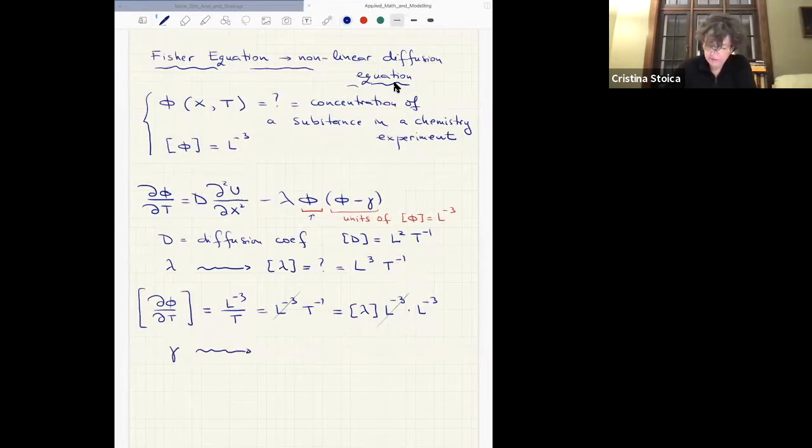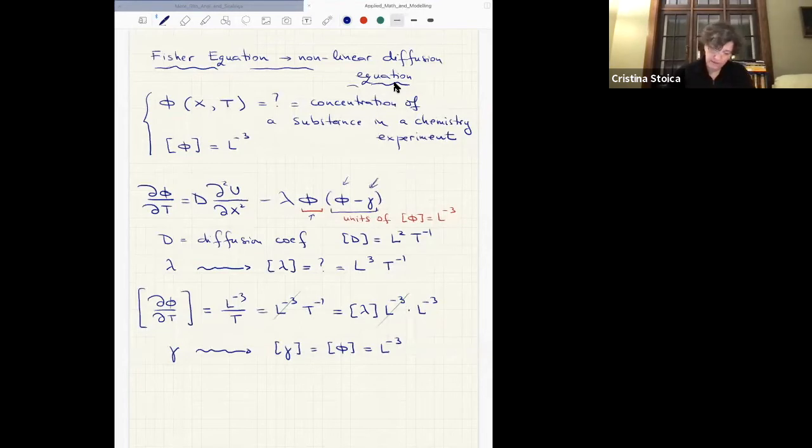And now the units of gamma. That one is the easiest because gamma is in a bracket with phi. Phi has its own units, and gamma better have the same units as phi, because otherwise you cannot add them. If phi is 1 over meter cubed, gamma cannot be meter per second, because you cannot add 1 over meter cubed with meter per second. So this definitely has the units of phi, L to the minus 3.